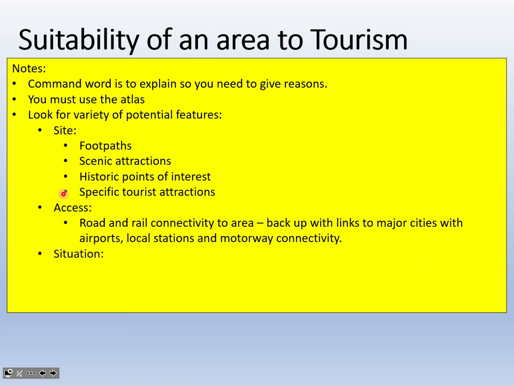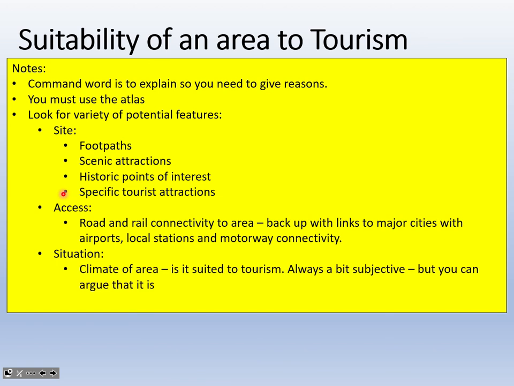The situation of the area. Again, I use these terms slightly loosely. It's just a means of structuring your answer. It's always valuable to talk about the climate. Is it suited to tourism? This is always a bit subjective, but there's lots of ways you can play it. You can compare this specific area's precipitation average to a neighbouring area's precipitation average, point out that this area has less, and therefore it is, for that reason, suited to the industry of tourism.